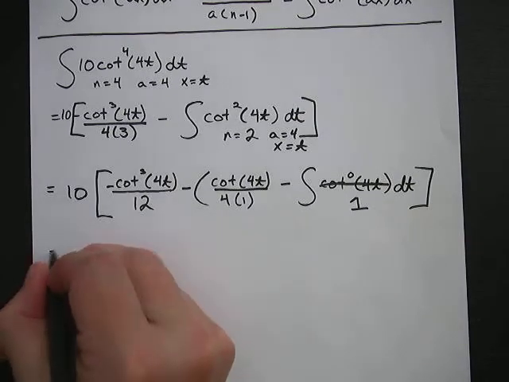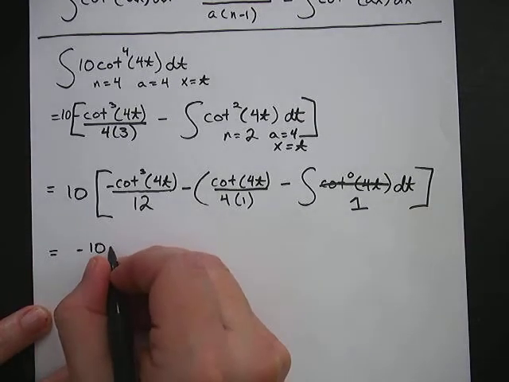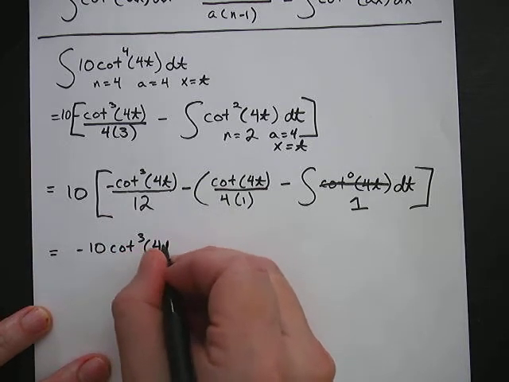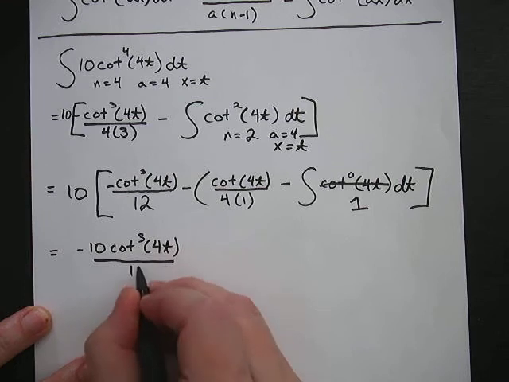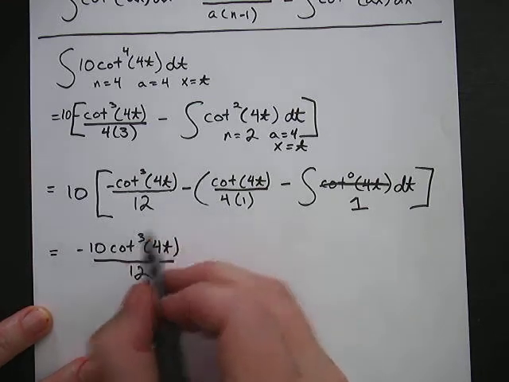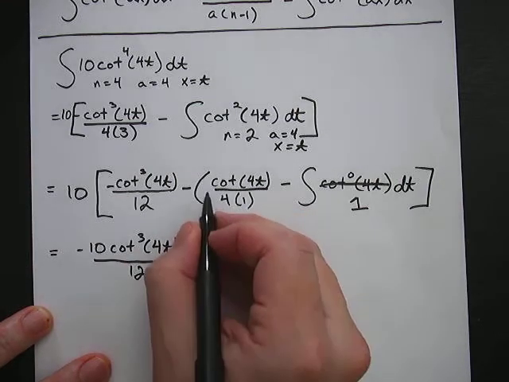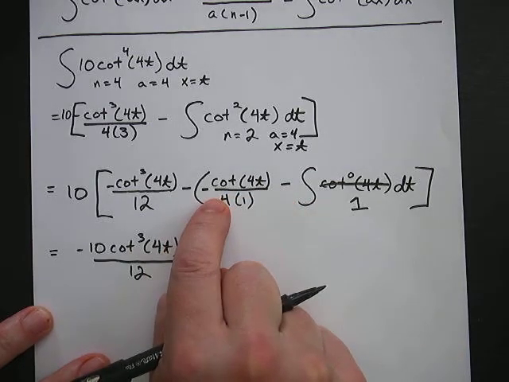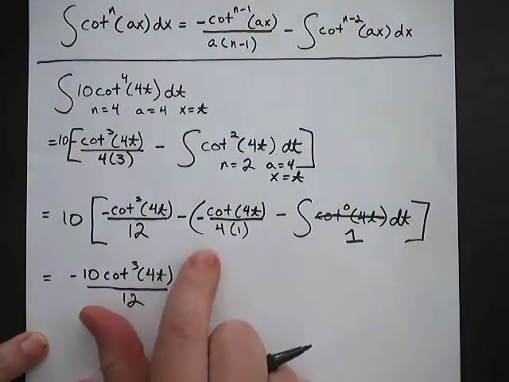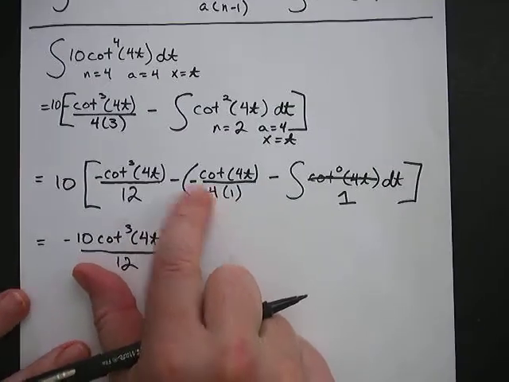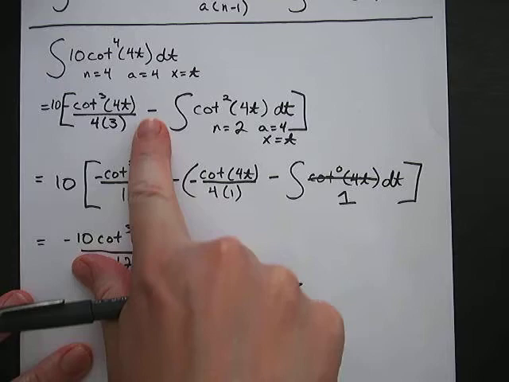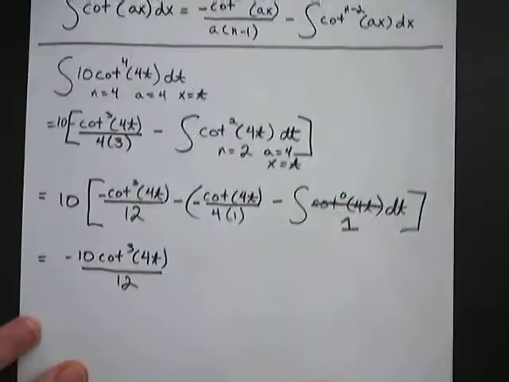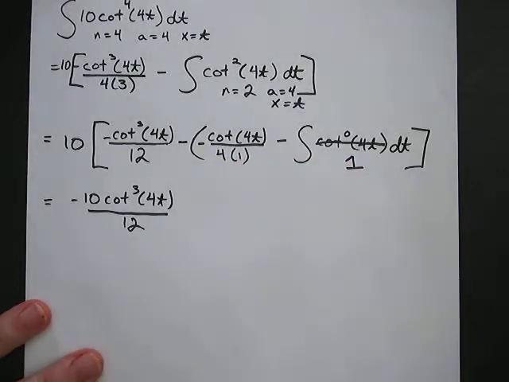Okay, so this becomes negative 10 cotangent cubed of 4t divided by 12. That can be reduced. Let's see. I didn't put the negative there. Okay, so we distribute the negative. Remember, the formula is both negative. Okay, so I didn't put this negative here when I wrote it down a second ago. But when you distribute this negative that was here with the negative in the formula from here, both of these terms become positive.